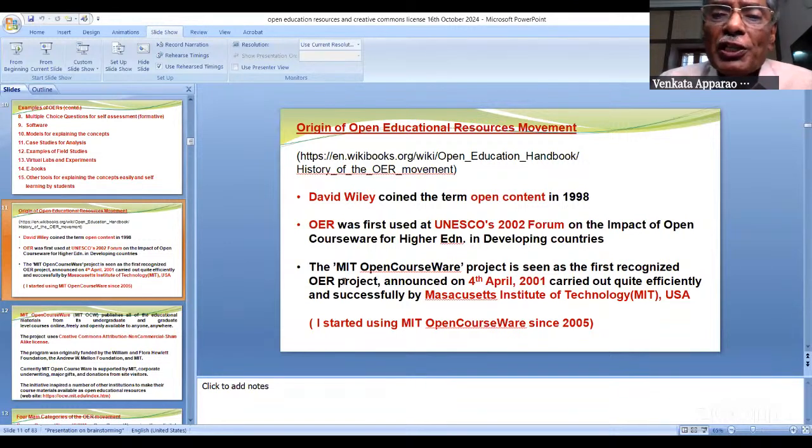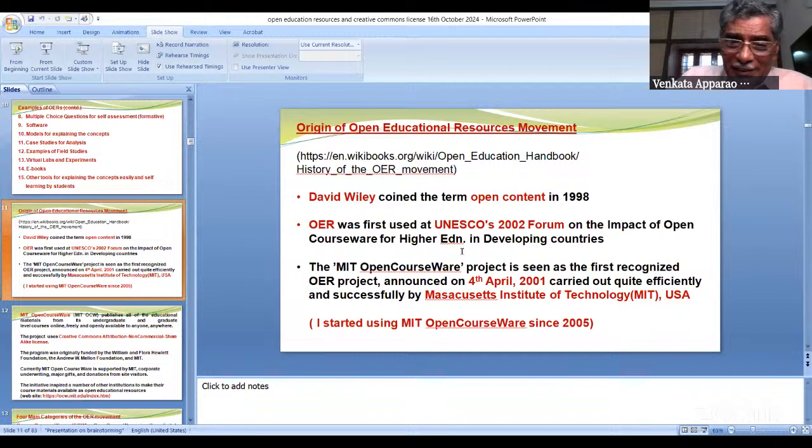Origin of the Open Educational Resources Movement. This is the reference from which I have got it. David Wiley coined the term open content in the year 1998. The term OER was first used at UNESCO's 2002 forum on the impact of open courseware for higher education in developing countries. That is essentially, it was the initiative by UNESCO to help the developing countries.